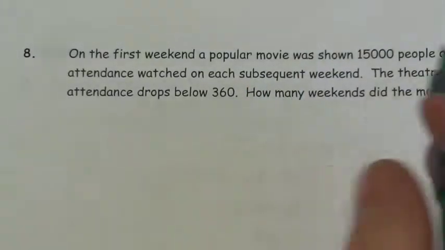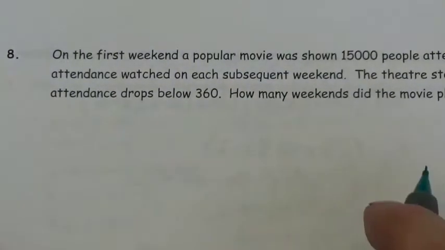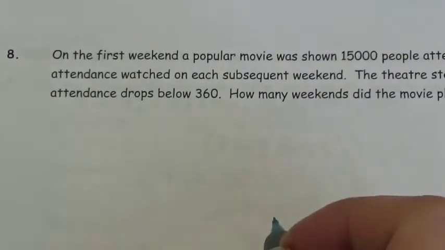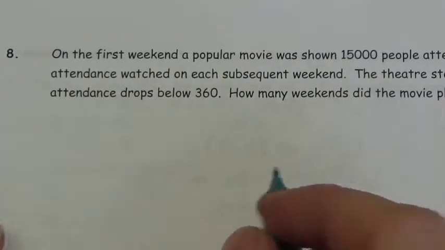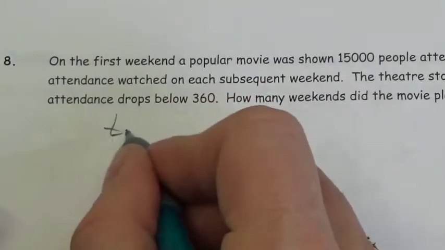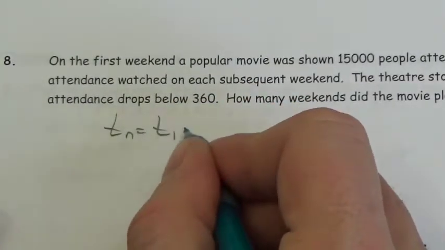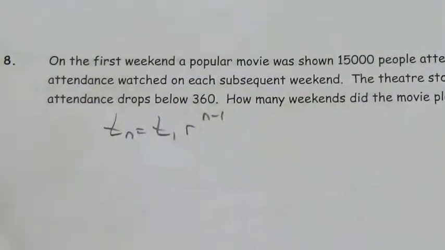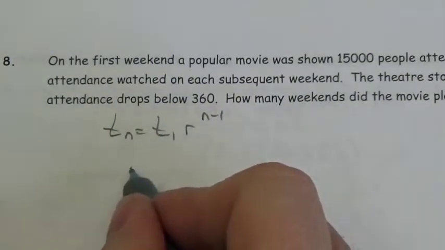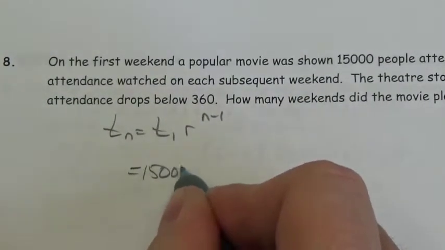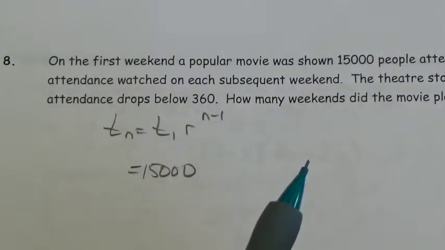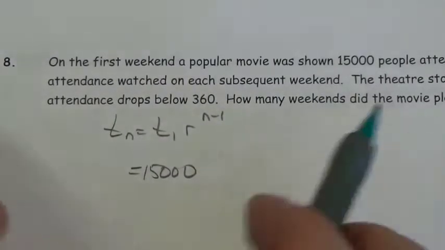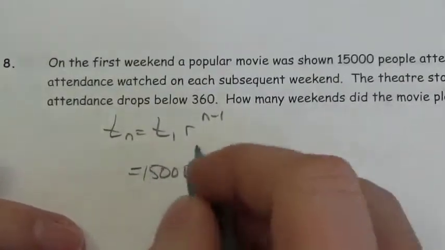Okay, and they watch on a subsequent weekend. The theater stops showing the movie when the attendance drops below 360. So how many weekends did the movie play at the theater? Okay, so we've got Tn is equal to T1 times r to the n minus 1. Well, I already know we started with 15,000 people. That is weekend number one. So how many weekends did the movie play? Okay, this is weekend number one.